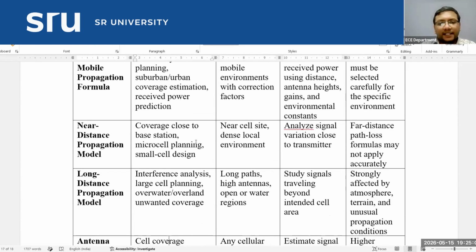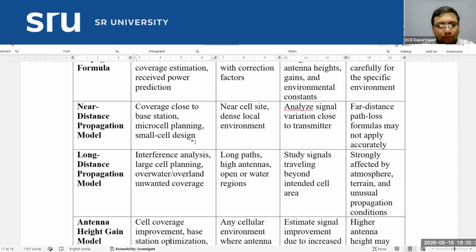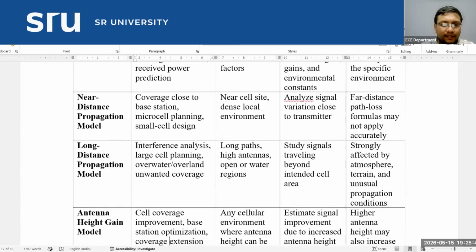Now near distance propagation model. When the coverage is very close to the base station, we can use this for microcell planning and for small cell design. And the far distance path loss formula may not be applied here accurately. And finally, the long distance propagation model. The long distance propagation model is strongly affected by the atmosphere, terrain, and unusual propagation conditions.